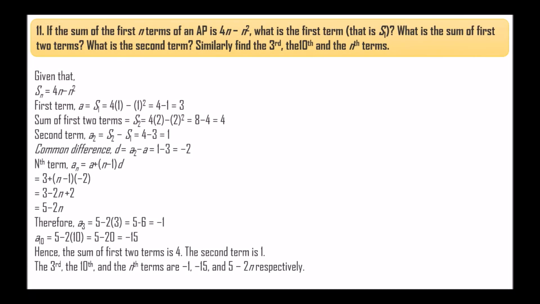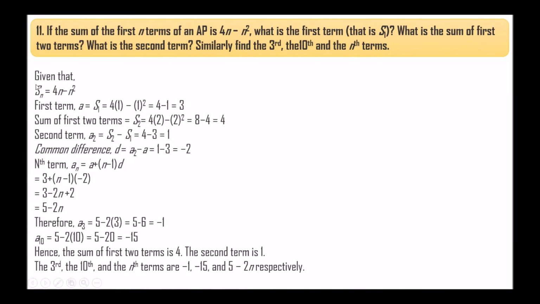Next, if the sum of the first n terms of an AP is 4n minus n square, what is the first term? That is S1. What is the sum of the first two terms? What is the second term? Similarly, find the third and the 10th and the nth term.